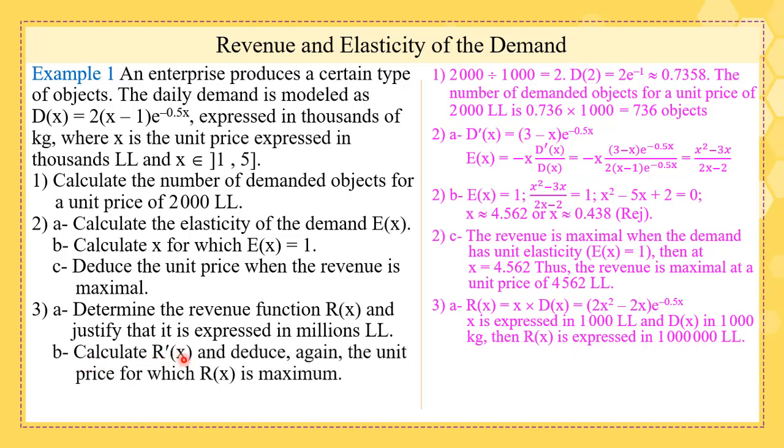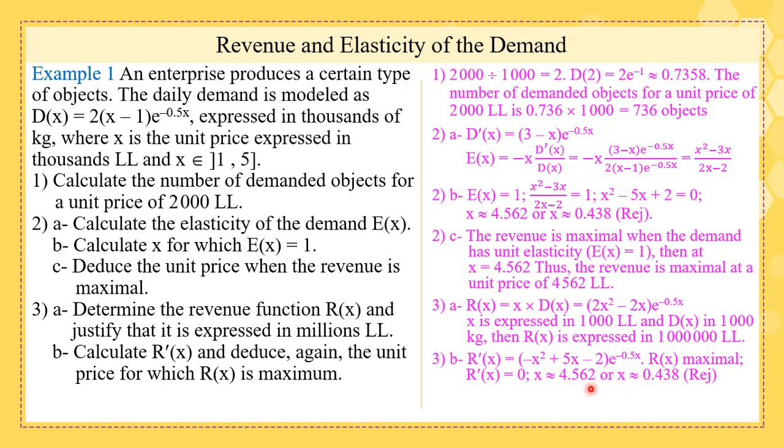Part B. Calculate R prime of x and deduce again the unit price for which R of x is maximum. The revenue function R of x is obtained in the previous part. So we calculate the derivative of R of x, and we get R prime of x equals minus x squared plus 5x minus 2, times e to the minus 0.5x. Also, to find its maximum, we solve the equation R prime of x equals 0. We get x approximately equal to 4.562, or x approximately equal to 0.438.